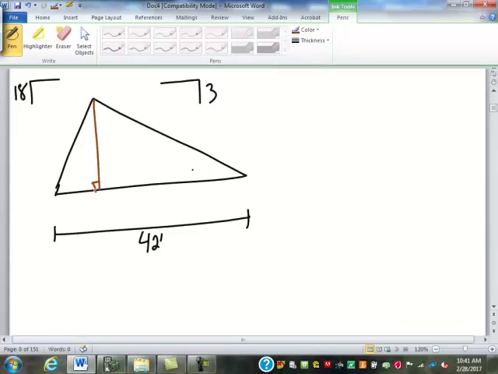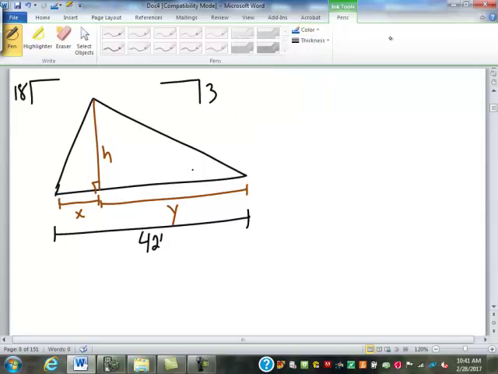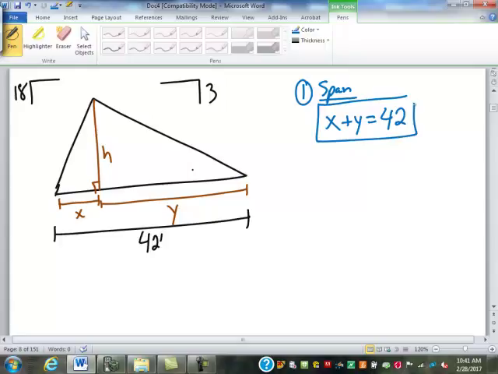So once again, we are looking to find h, x, and y. And yes, we are going to be solving a system of equations again. What does equation number 1 look like? Equation number 1 is always going to be dealing with the span. You got it. X plus y equals 42. Equation number 1.